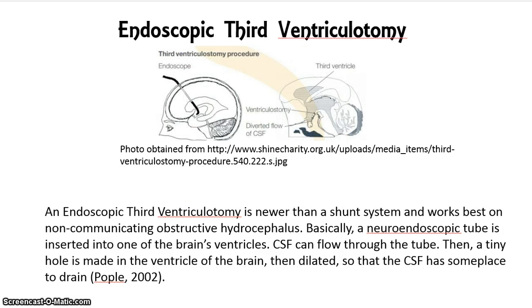A newer procedure is called an endoscopic third ventriculotomy. An endoscopic third ventriculotomy is newer than a shunt system and works best on non-communicating obstructive hydrocephalus. Basically, a neuroendoscopic tube is inserted into one of the brain's ventricles. CSF can flow through the tube. Then, a tiny hole is made in the ventricle of the brain, then dilated so that the CSF has someplace to drain.